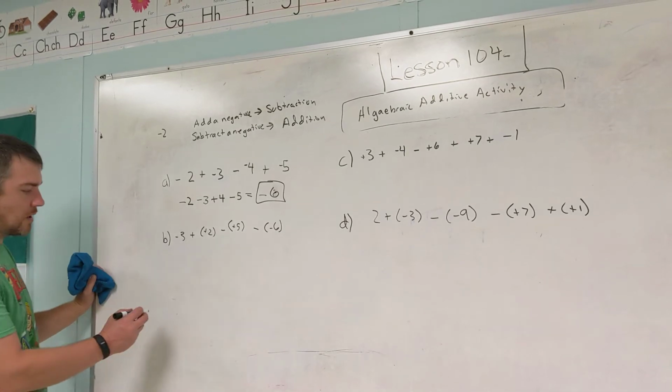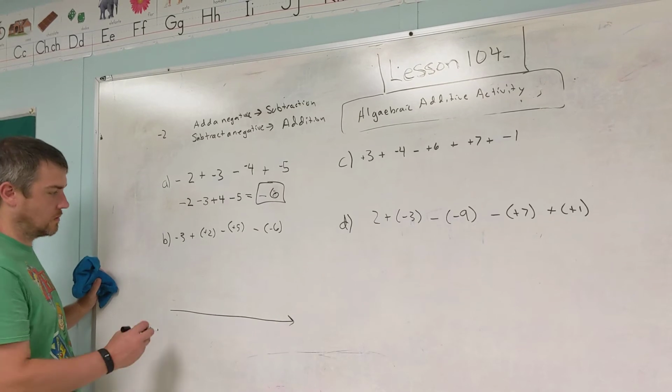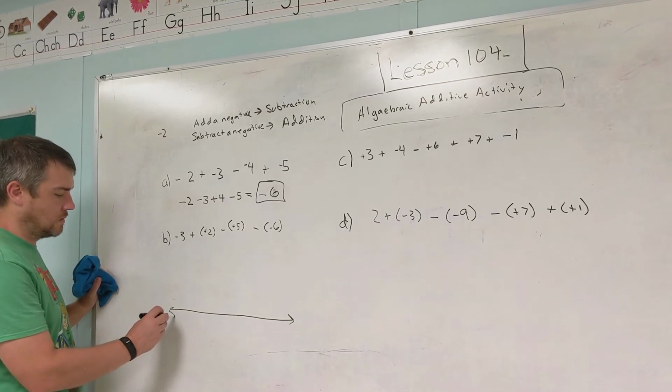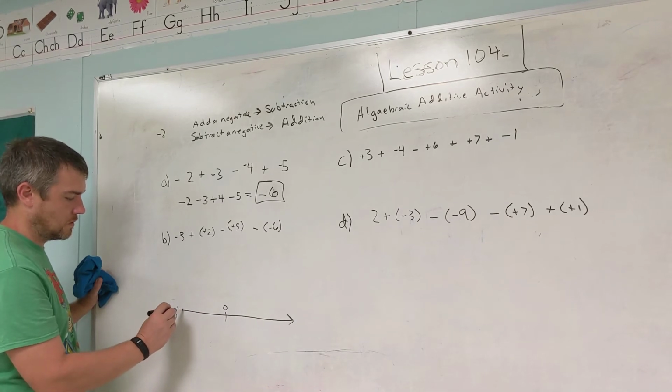And maybe that's good for the next one. Let's go ahead and write out a number line. So I would pause this video and try to work out B, C, and D by yourselves after watching Mr. Johnny do A. And then you can come back to see how you did.